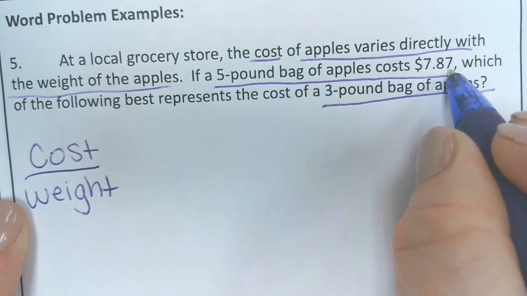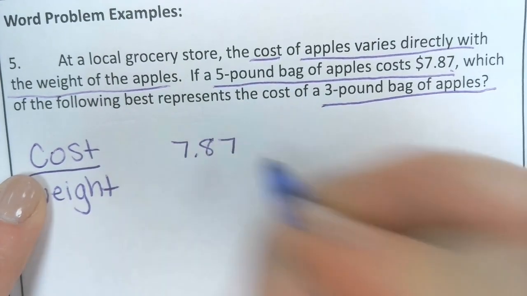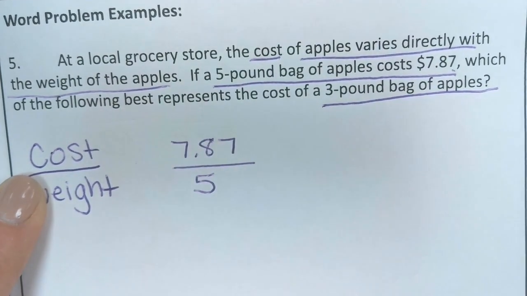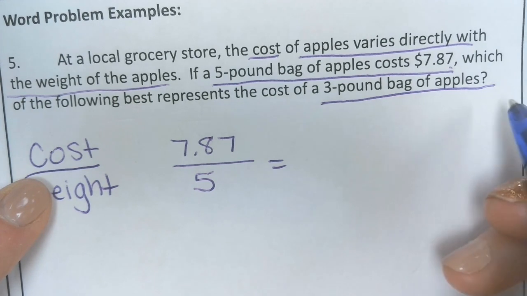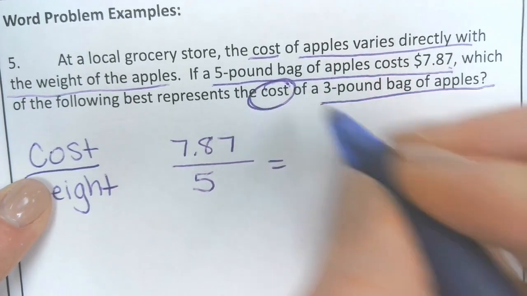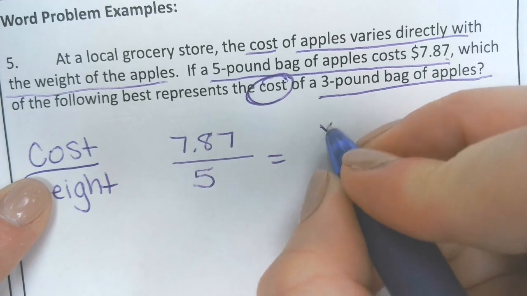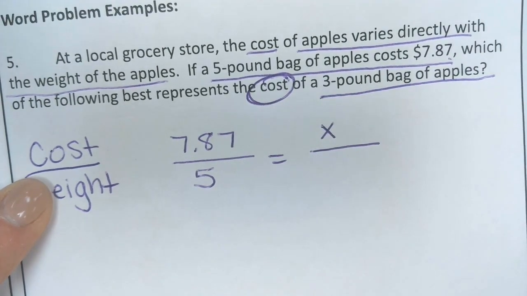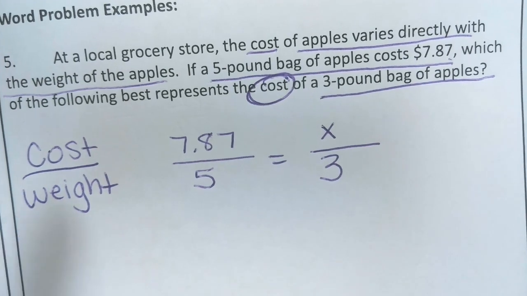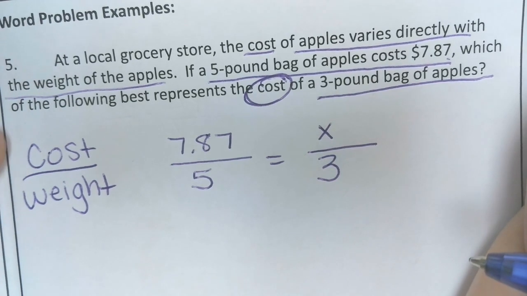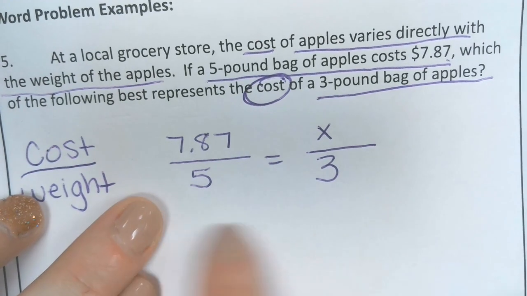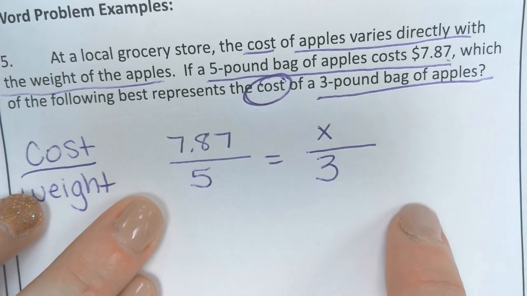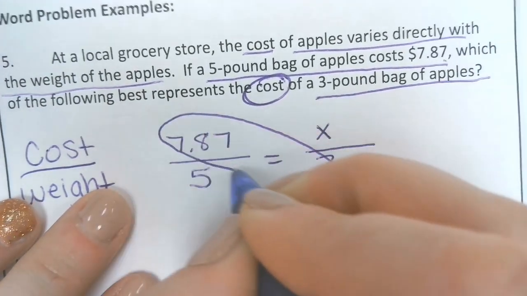So the first one would be, it costs $7.87. That's my cost, and 5 pounds. Cost over weight. And it's asking, what is the cost? So that's the one I want to find. So I can put that as a variable. I'm going to put it as X for a 3-pound bag. So just be consistent. I can't stress that enough. As long as you're consistent, your proportion will be set up correctly. This one's not an easy one because 5 times what gets me 3. So instead, do your cross multiply and divide.